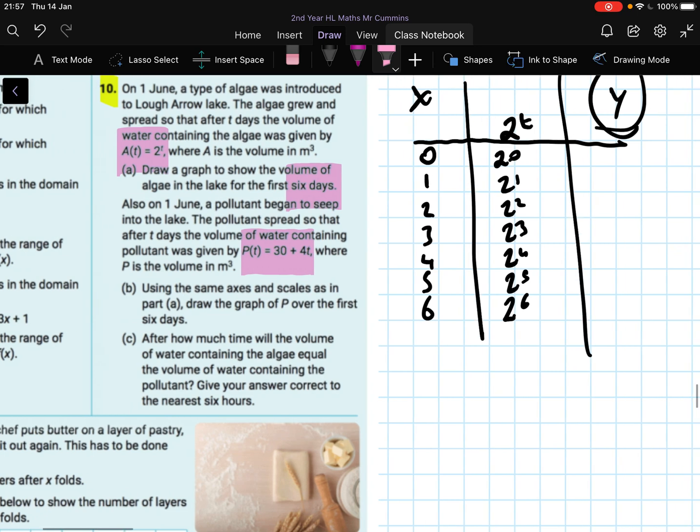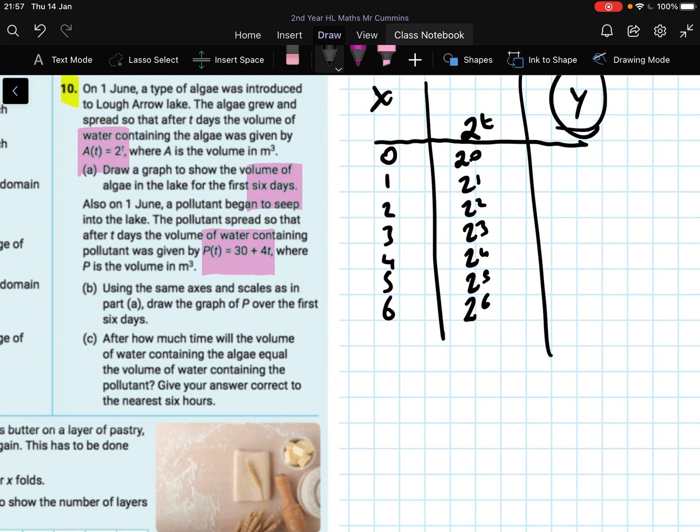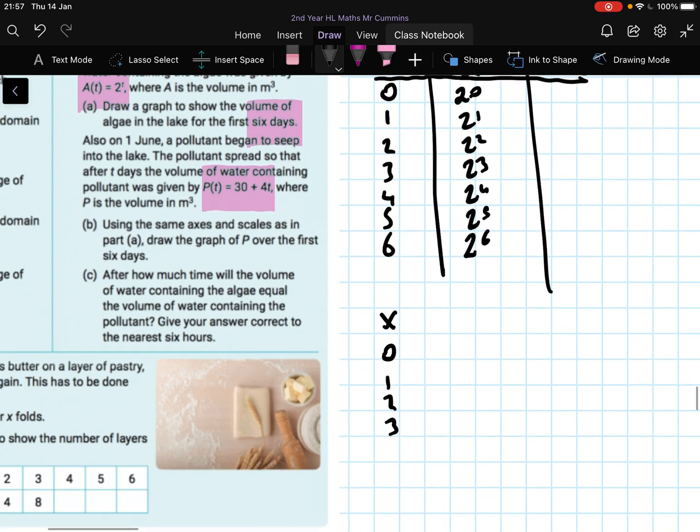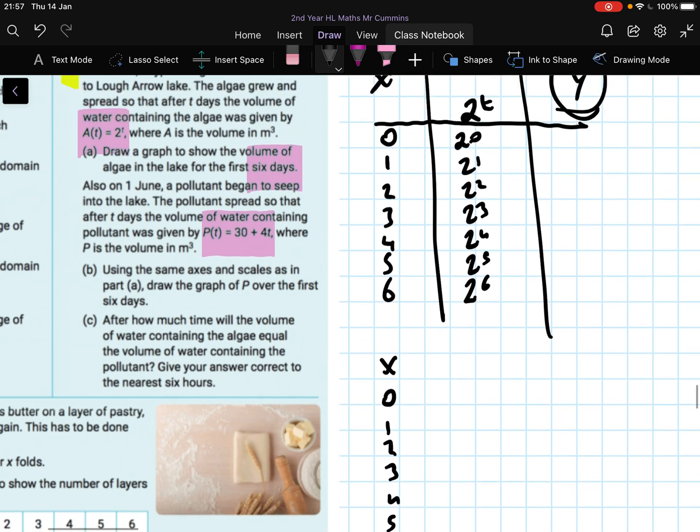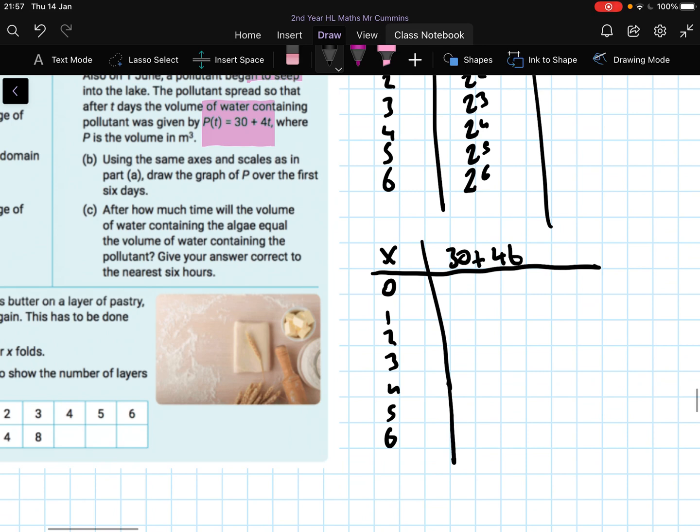So you're going to do that exactly the same way. The only difference is that your x values are going to be 1, 2, 3, 4, 5, and 6. Your function is just going to be different this time. Your function is going to be 30 plus 4t, and you're going to draw your graph like that.